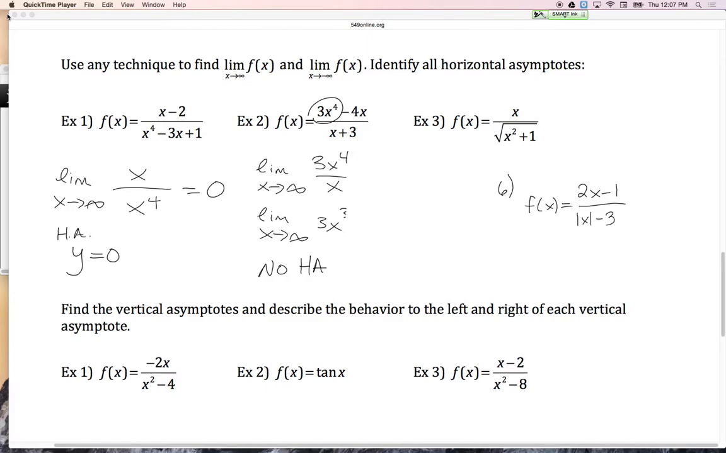Absolute of x minus 3. Ooh, is that where there might be like slant? No, this one is actually pretty straightforward. It's almost like example 3, because, go ahead and graph it.